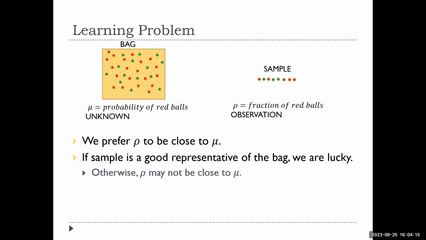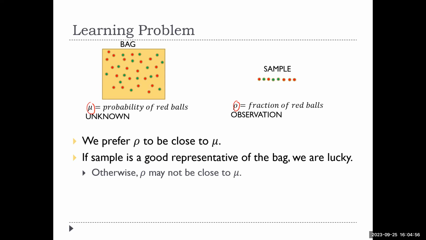So let's say in the original bag, the probability of red balls is 30%. If I pick just 10 of them and look at my sample, probably the ratio of red balls may not be 30%, right? It may not be 0.3. So that's my rho. Rho is my observation, mu is my real fraction of red balls. I try to make my judgment based on what I have. I don't see the complete fact. It's a black bag.